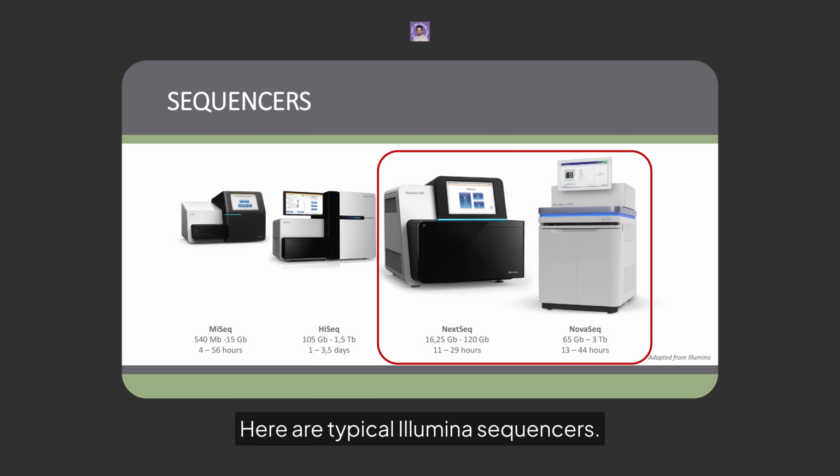Here are typical Illumina sequencers. MiSeq and HiSeq serve smaller or legacy projects, while NextSeq and NovaSeq deliver higher throughput. Choosing an instrument balances read depth, run time, and cost against the project's objectives.